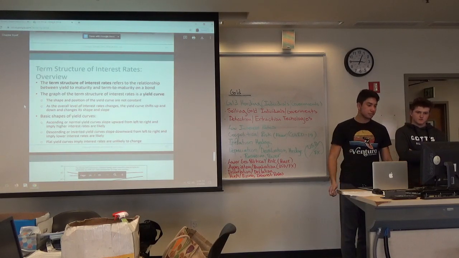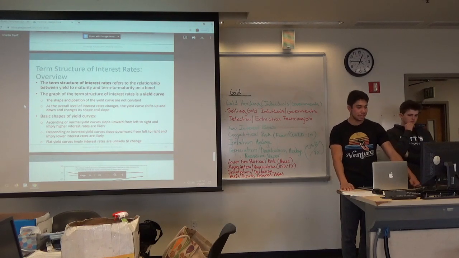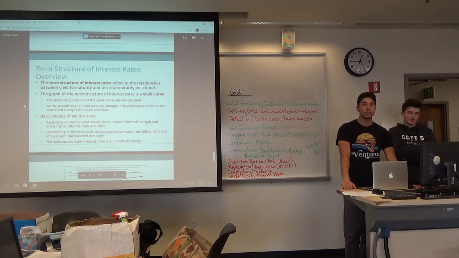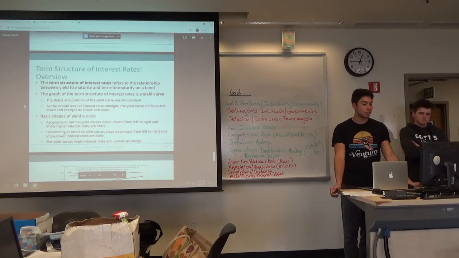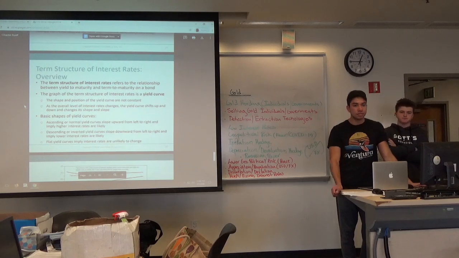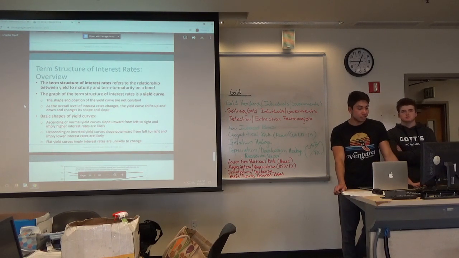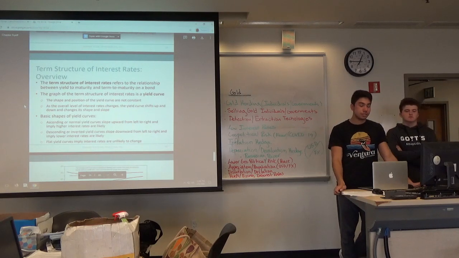The term structure of interest rates overview. The term structure of interest rates refers to the relationship between yield to maturity and term to maturity on a bond. The graph of the term structure of interest rates is a yield curve. The shape and position of the yield curve are not constant. We've seen yield curves a couple of times in this class. As the overall level of interest rates changes, the yield curve shifts up and down and changes its shape and slope.